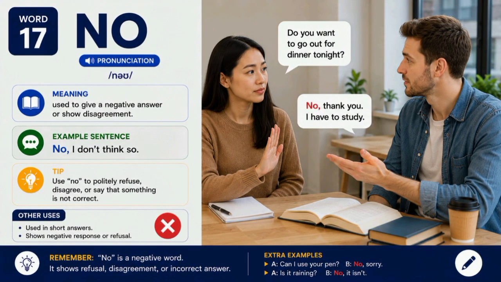Number 17 is no. It is used to give a negative answer or show disagreement. Example, no, I don't think so. Use no to politely refuse, disagree, or say that something is not correct. It is used in short answers and to show a negative response or refusal.